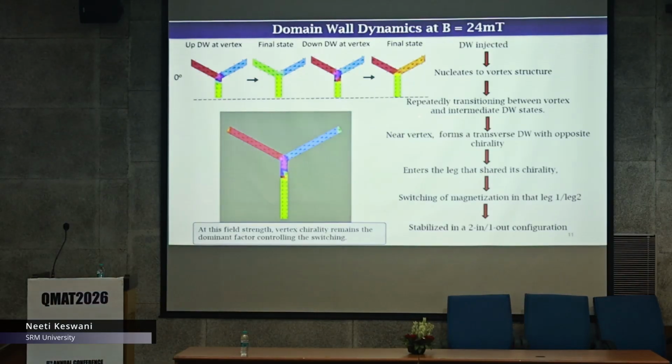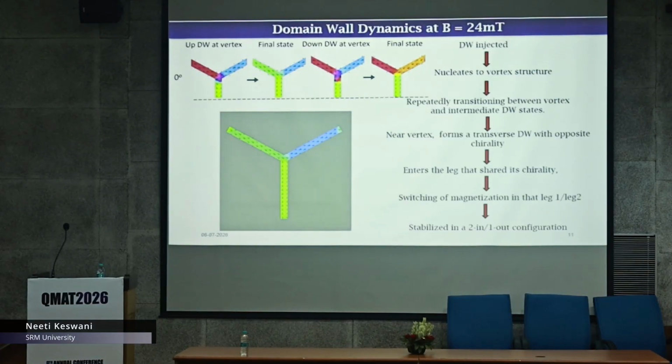So you see that initially my domain wall nucleates to a vortex structure, and there is always a transition between vortex and intermediate domain wall states. The chirality it first injects goes opposite. I'll repeat the video.